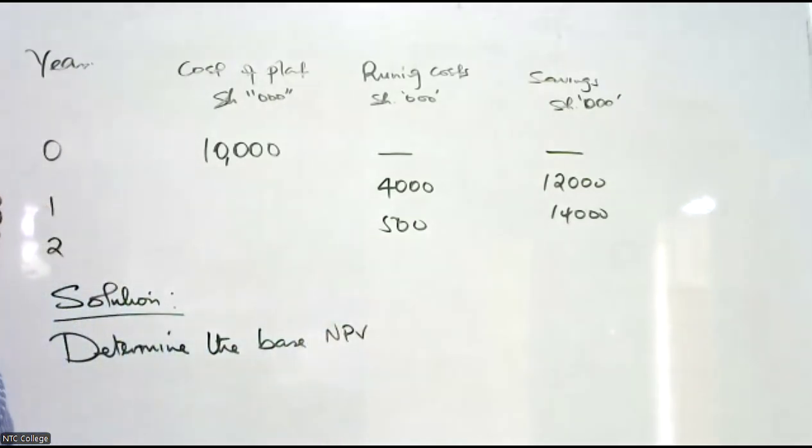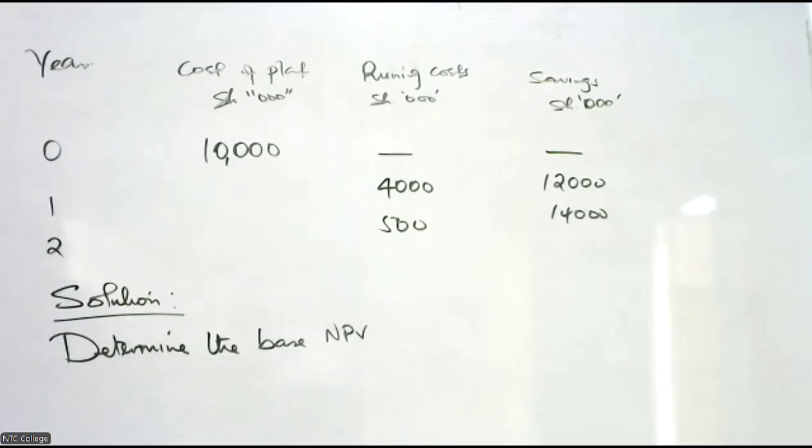So the base NPV, how do we get it? We say that normally NPV is the profit or the free cash flow discounted. We need to know the free cash flow and then we discount. So what is the original NPV for year one and year two?